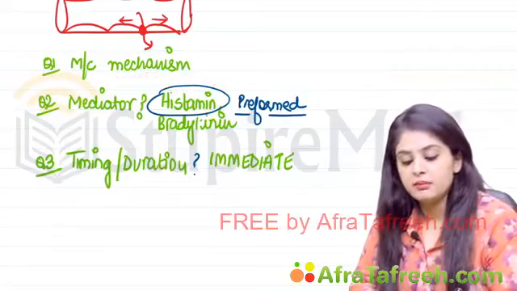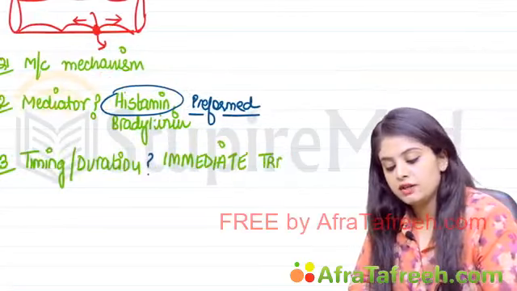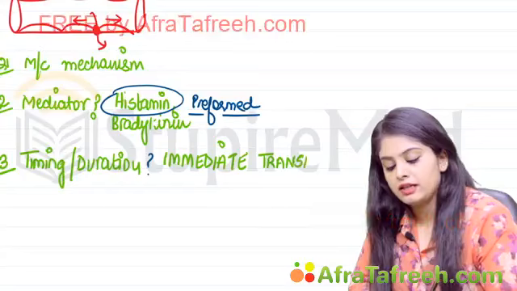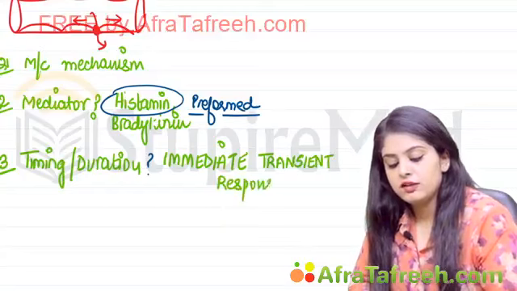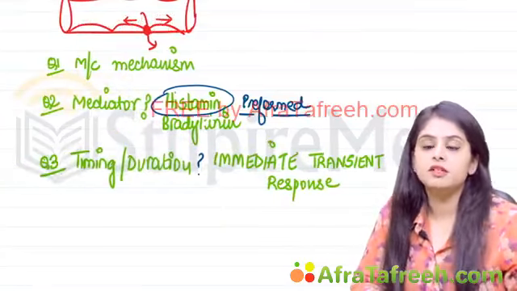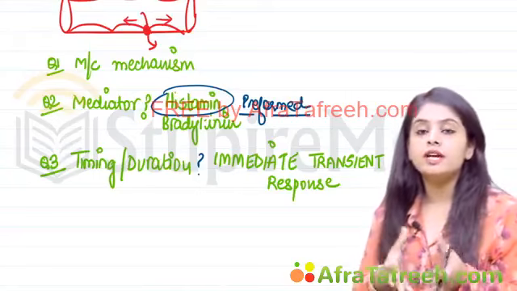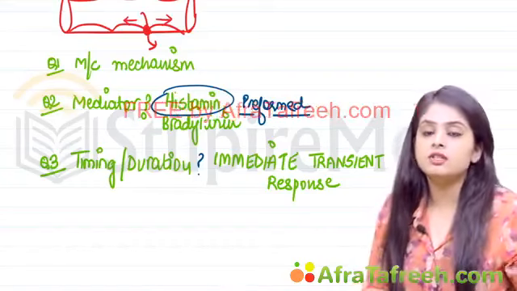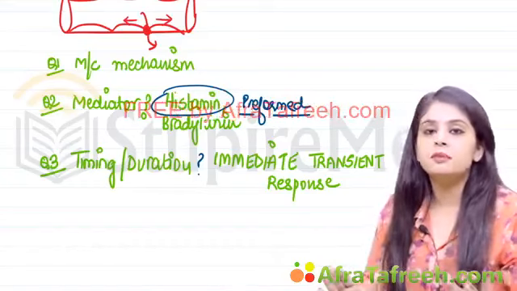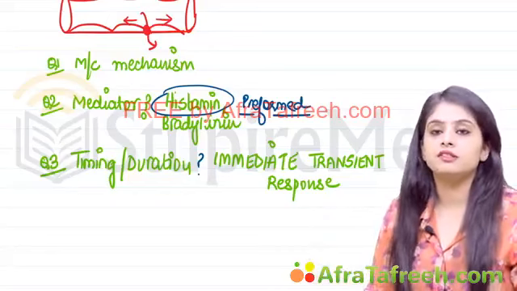So I can say it begins very quickly and it is going to be a very short-lived response. So I am calling it an immediate transient response. Students, a very important question that is asked, the timing of these mechanisms. So if you know the underlying concept, the timing will be easier to remember. So now you know that endothelial cell contraction is by histamine. Histamine is preformed, so the timing will be immediate and transient.